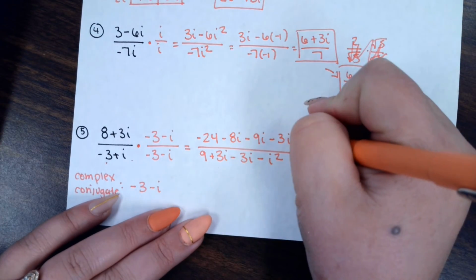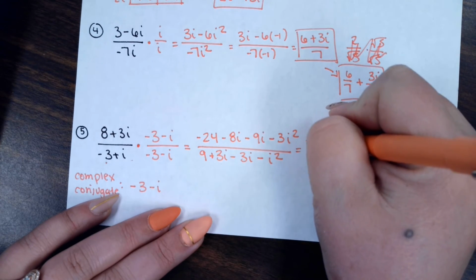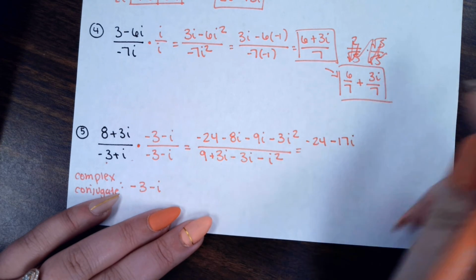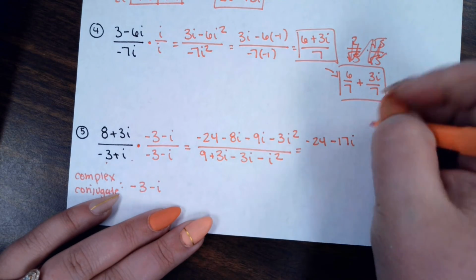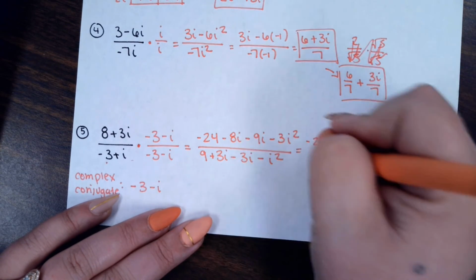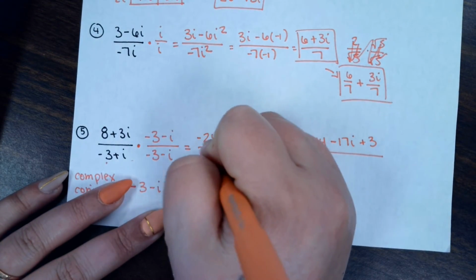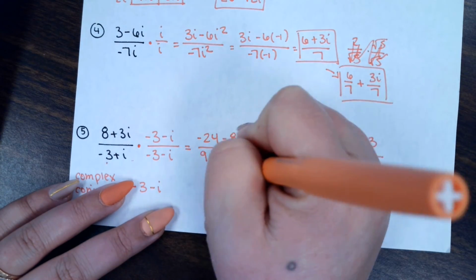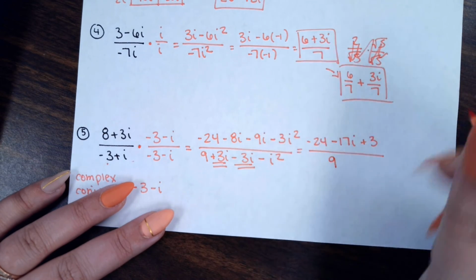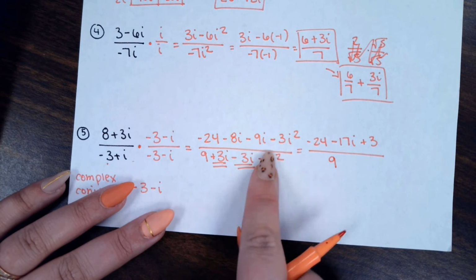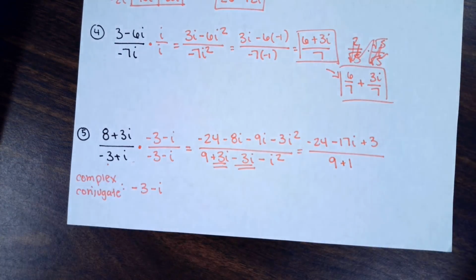So let's combine like terms. We'll get negative 24. We have negative 8i and negative 9i, so that's negative 17i. And then remember, i squared is negative 1, so this is really negative 3 times negative 1, which is positive 3. On the bottom, we have some like terms. Check this out. We have plus 3i and negative 3i. So those just cancel out. So we're just left with 9 and then minus i squared. i squared is negative 1. So minus negative 1, that's the same as adding 1.